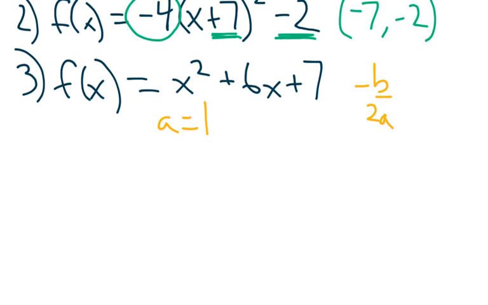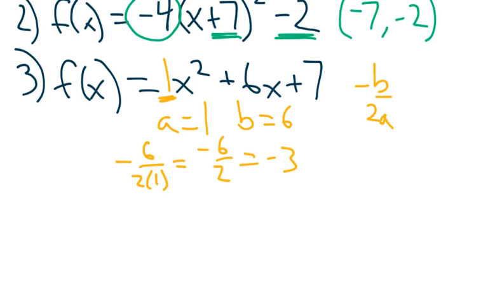A equals 1, the coefficient here. If there's not a number written there, it's an implied 1. B equals 6. So what we do is negative 6 over 2 times 1. Simplify that. That's negative 6 over 2, which is negative 3.